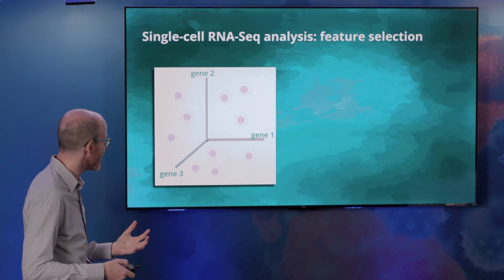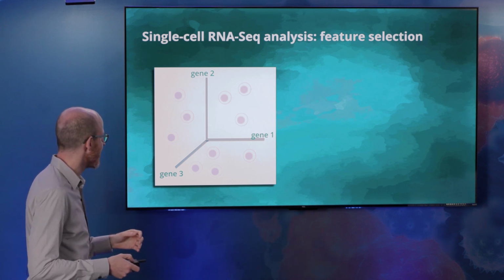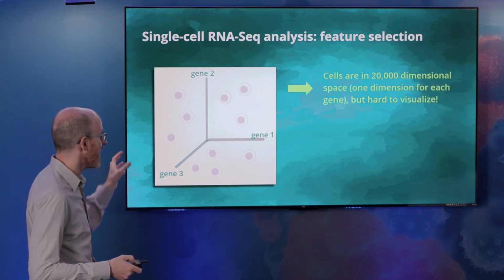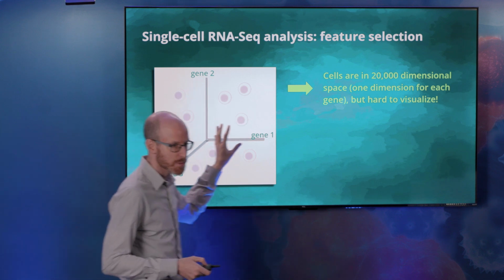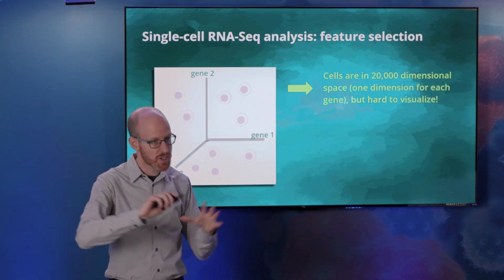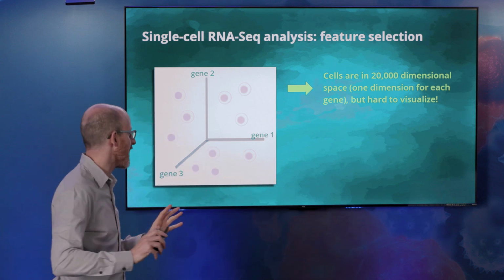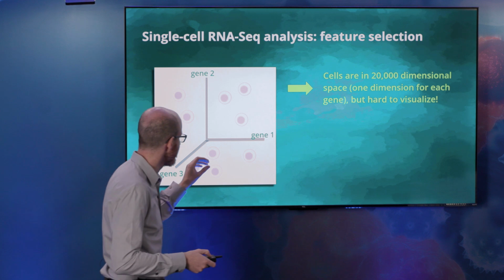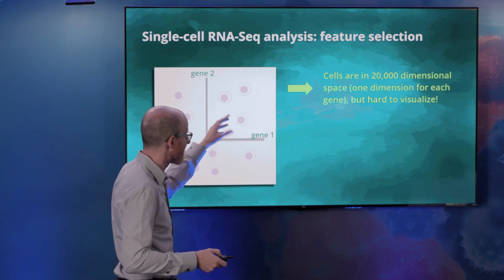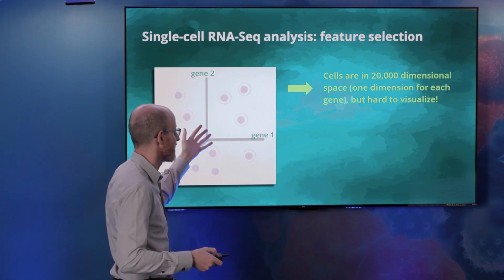However, unfortunately, or fortunately, depending on how you look at it, cells actually exist in 20,000 dimensional space, where they don't just express 3 genes, they could express up to 20,000 genes. So this would be very hard to imagine, like humans cannot visualize higher dimensional spaces. However, this is really the space in which the cells are existing. And so this is hard to visualize. It's also hard to work with from a machine learning perspective. It's hard to cluster things that are in very high dimensional space.